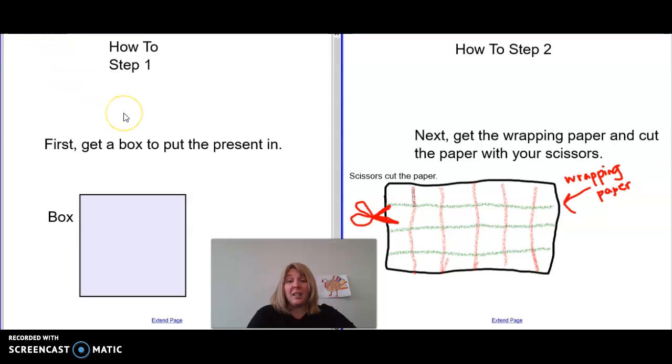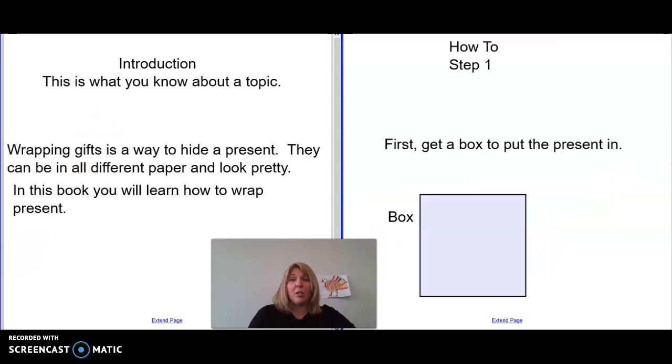So the things that I need to think about are, do I have an introduction? An introduction means the story is starting out by telling me something about what you're going to write about. So my introduction is about wrapping gifts. Wrapping gifts is a way to hide a present. They can be in all different paper and look pretty. In this book, you will learn how to wrap presents. So this is an introduction. You're telling the reader what you're going to be talking about in your how-to story.